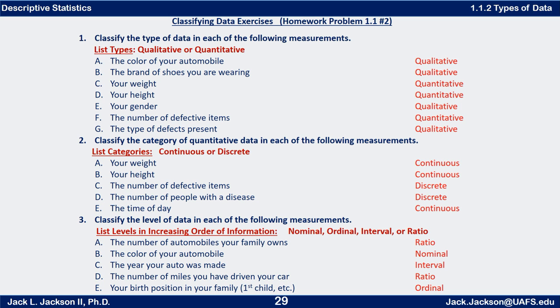So we have now in this video seen how to classify data into different types. There are 2 types, qualitative or quantitative. If it's quantitative, we can further divide that into 2 categories, continuous or discrete. And all data can be classified into 4 levels, either nominal, ordinal, interval, or ratio. And knowing these 3 classifications tells us what kinds of things we can do with that data.